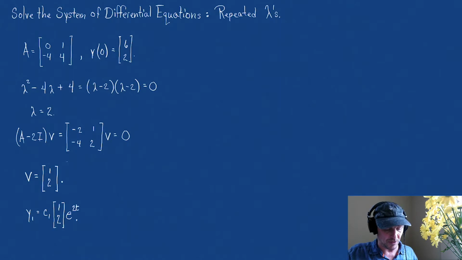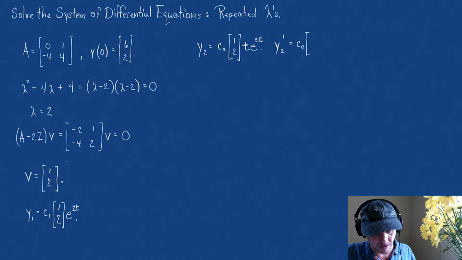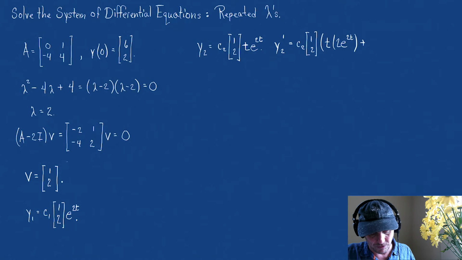Now I want to show you something. This isn't a solution, this is just the rationale. If you did as before, you would say y2 is probably some c2 times the eigenvector (1, 2), and just for illustration, we'll do that, times t e to the 2t. Let's see why this isn't the case. So y2 prime is going to be c2 times my eigenvector (1, 2), and then we have to take the derivative of t e to the 2t. That's the first times the derivative of the second, t times 2e to the 2t, plus the derivative of the first times the second.